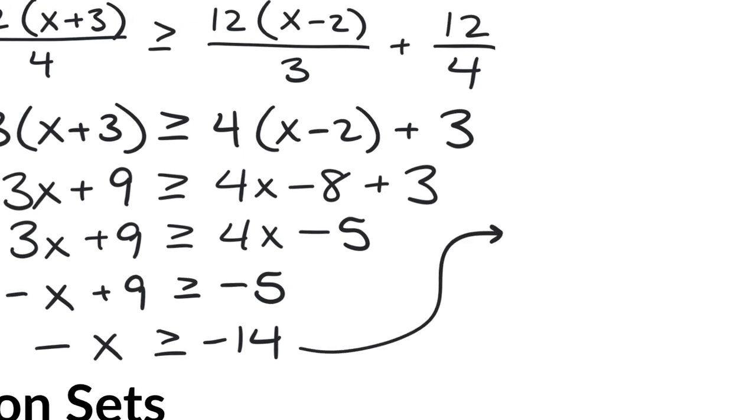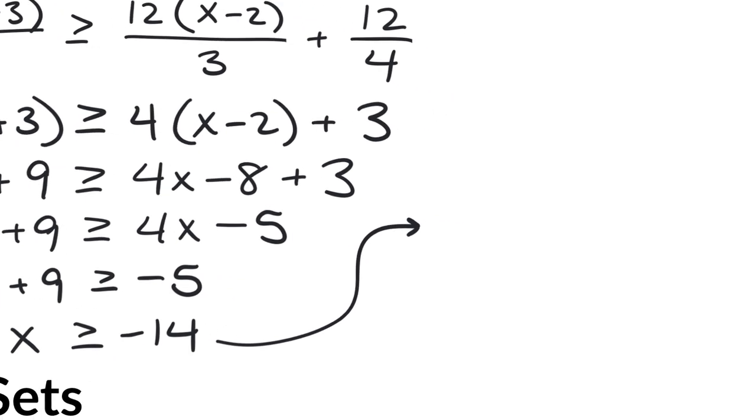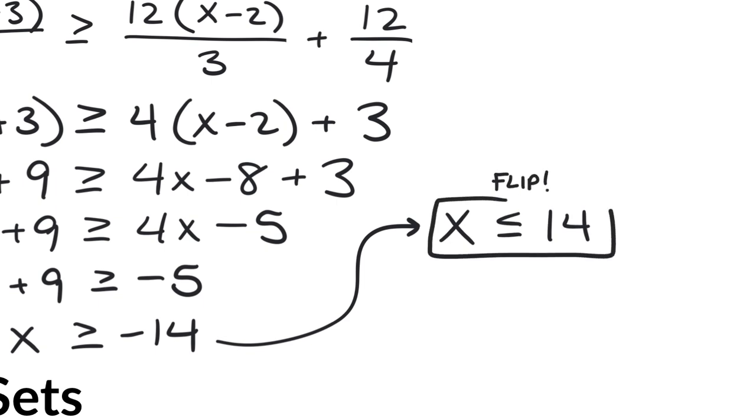What am I dividing by? Negative 1. So what else do I have to do here? Flip the sign. We have to make sure we flip that sign. And just because it's not nearby, I'm going to write this down. We flipped our sign. Amazing.